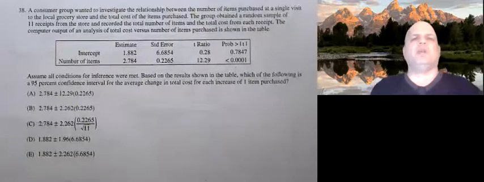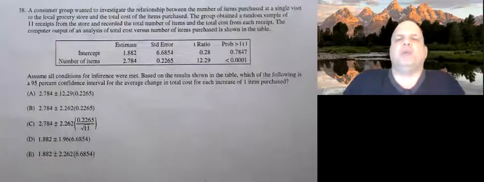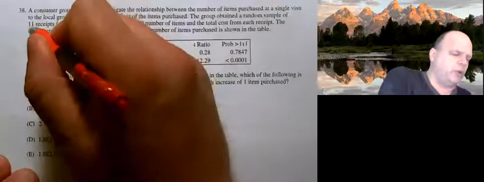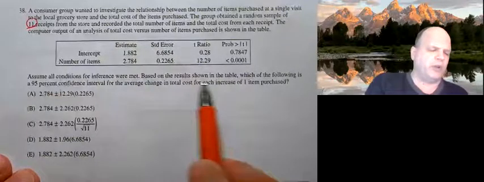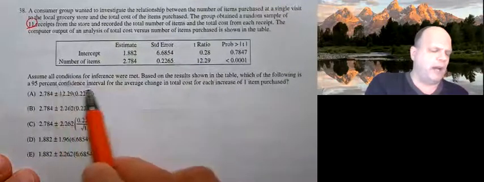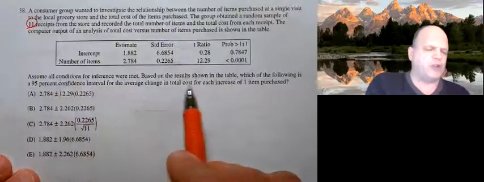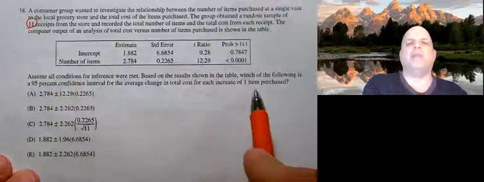All right, number 38. A consumer group wanted to investigate the relationship between the number of items purchased at a single visit to the local grocery store and the total cost of the items purchased. The group obtained a random sample of 11 receipts, this is going to be important, from the store and recorded the total number of items and the total cost from each receipt. The computer output of an analysis of the total cost versus number of items purchased is shown in the table. Assume all conditions for inference are met. Based on the results shown in the table, which of the following is a 95% confidence interval for the average change in total cost for each one item of purchase?